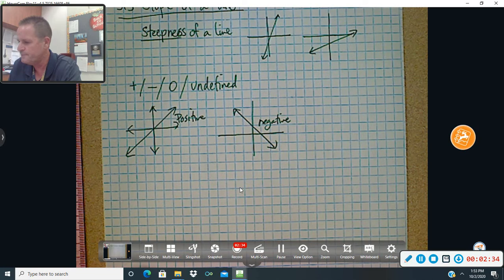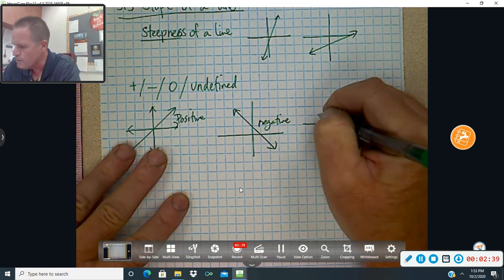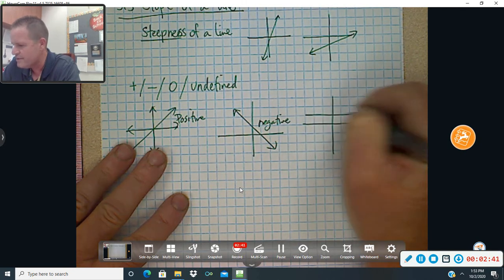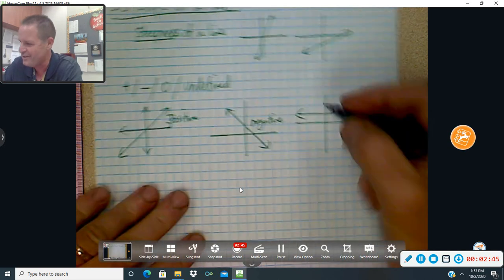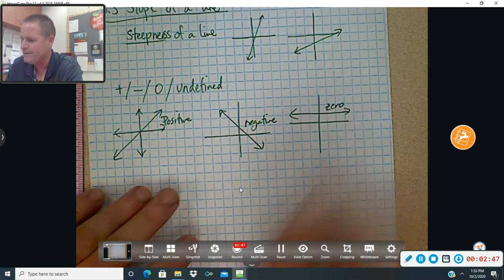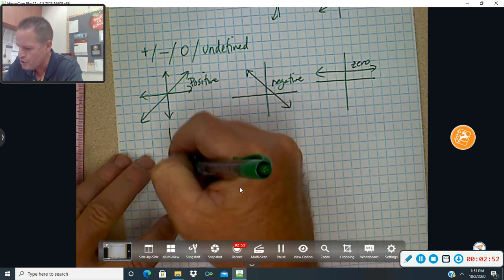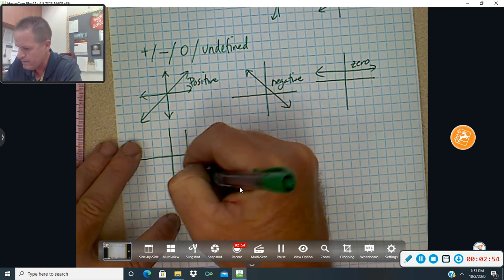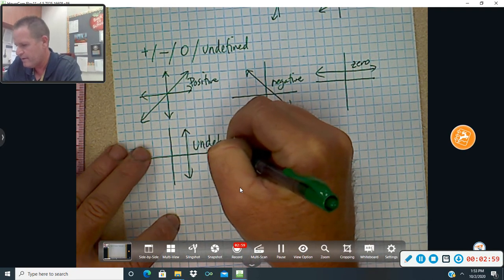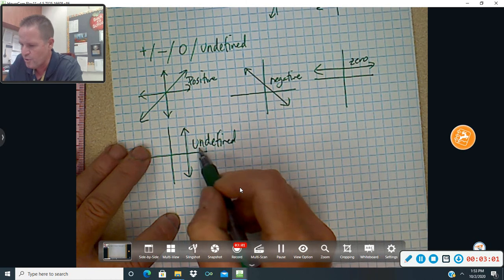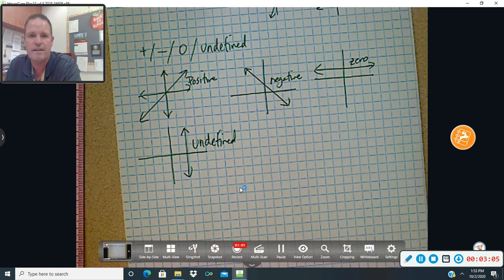Negative slope. Now, there's going to be zero sloped lines. Those are lines that go straight side to side. Side to side is zero. So this is a zero sloped line if it goes straight side to side. And then if it goes straight up and down, it's undefined. Okay, UND for up and down. If it goes straight up and down, that's undefined.